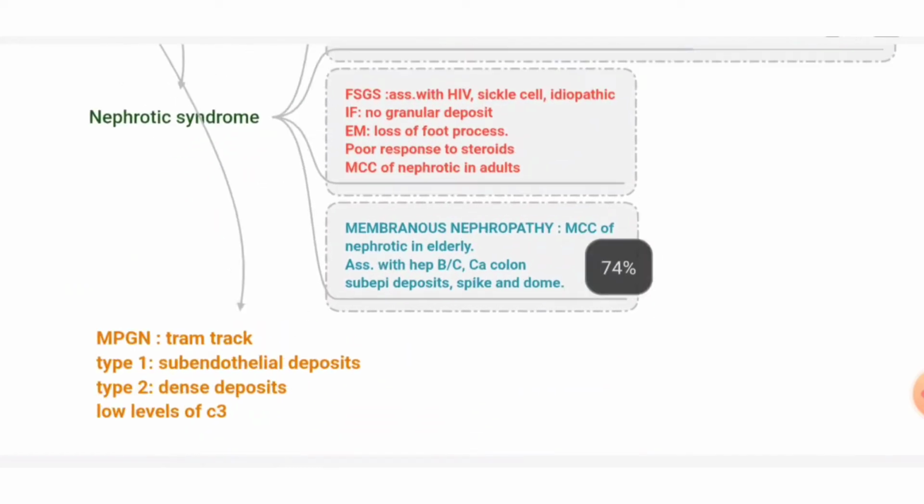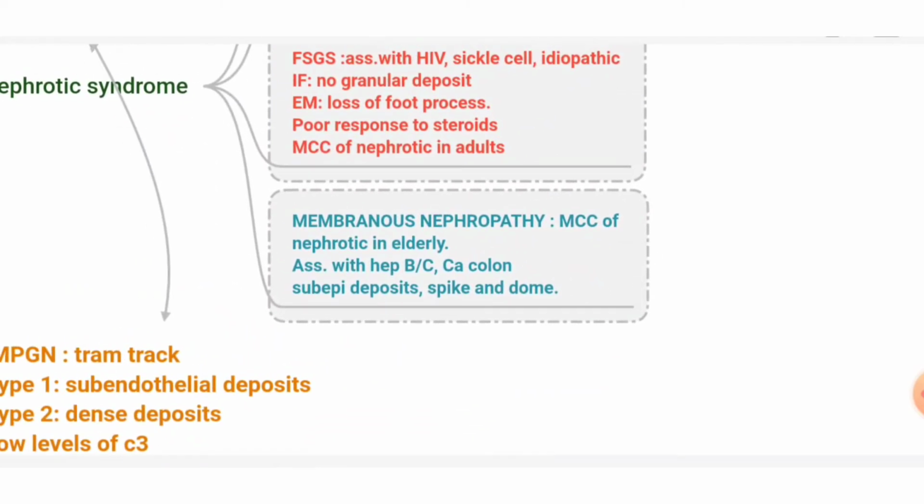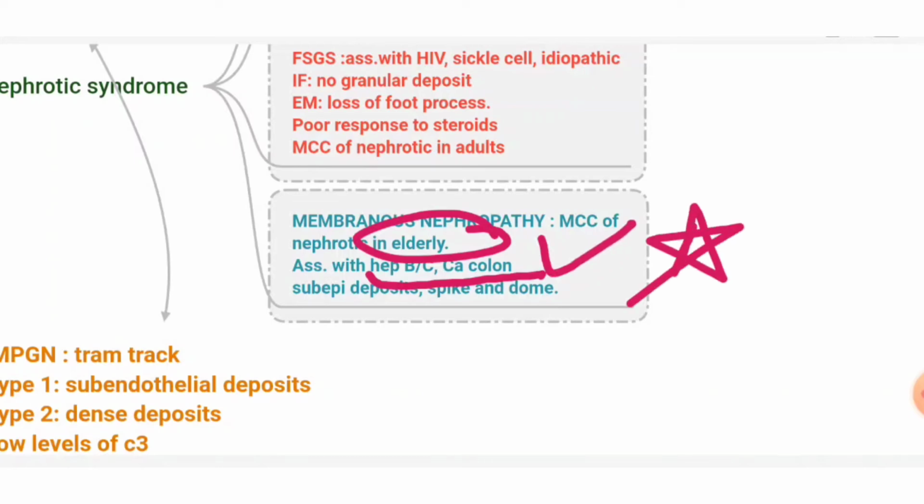Now we have membranous nephropathy. It is most common cause of nephrotic syndrome in elderly, and remember it has association with hepatitis B, C and Ca colon. It is very frequently asked. Subepithelial deposits, and there will be spike and dome pattern.